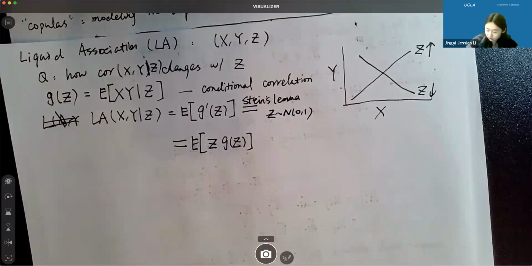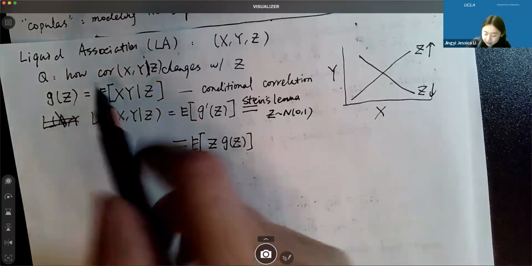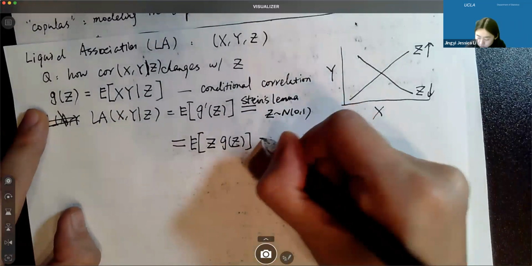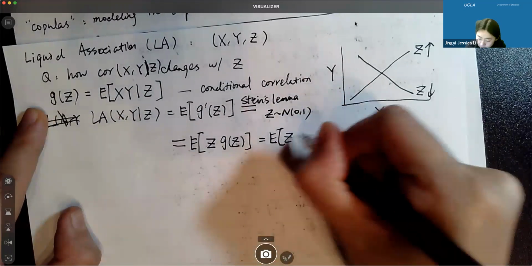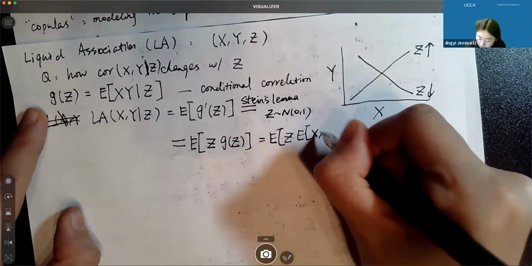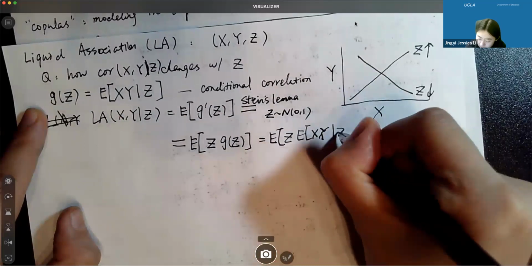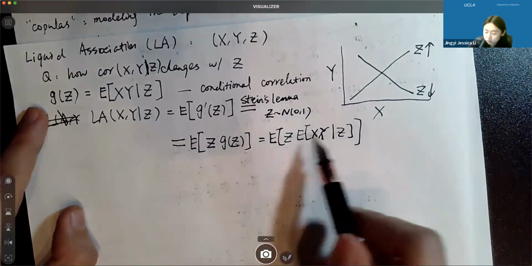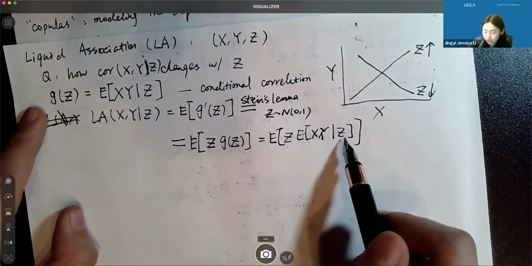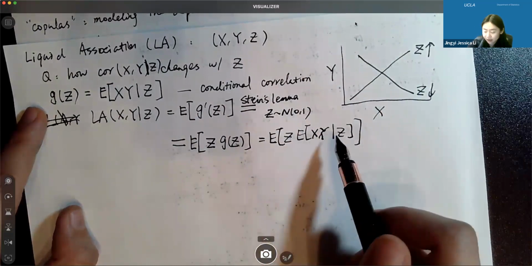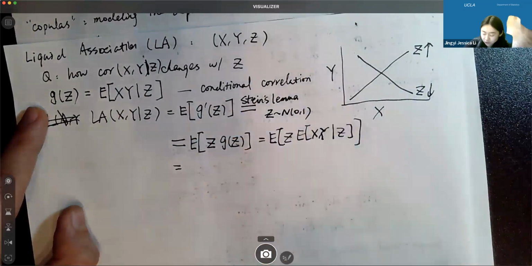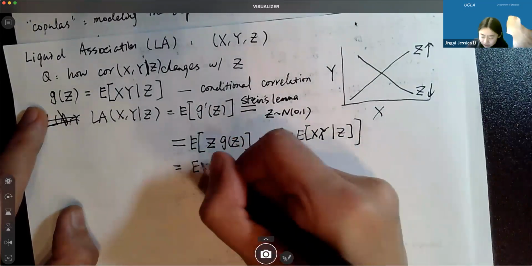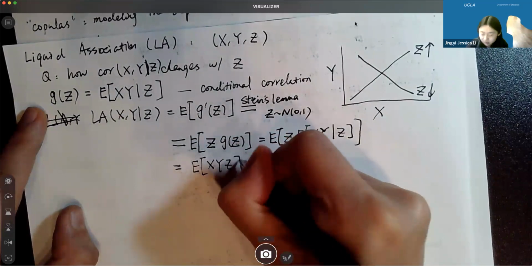Given this result, we can have a very nice solution for liquid association. The definition of G(Z) is this. We put it back, so you can see X, Y given Z. We have a double expectation. By applying the tower rule, since Z in the condition is just a constant, we can put it back, and the double expectation gets canceled. So we just have the expectation of X, Y, Z.